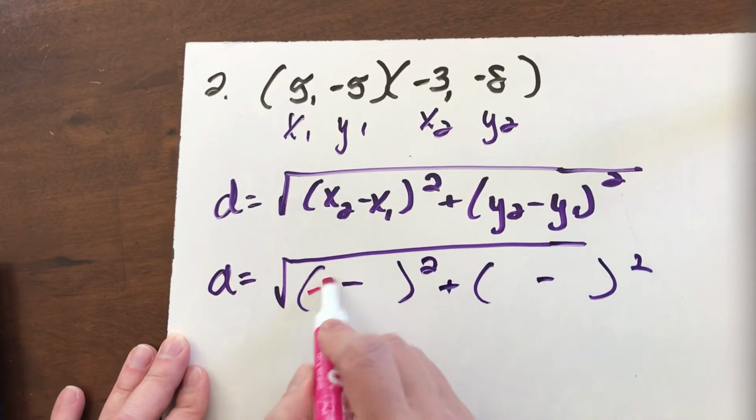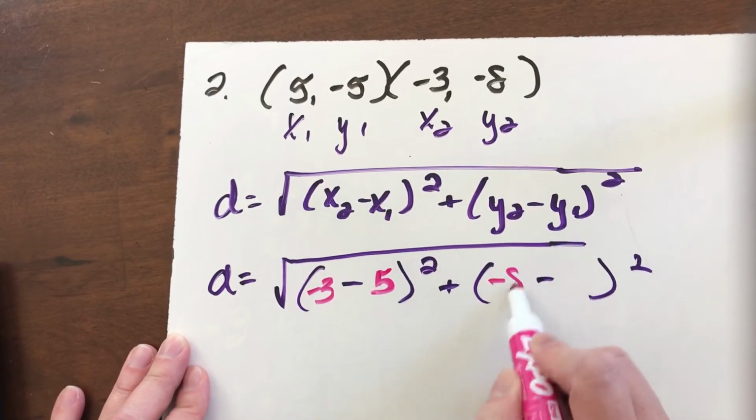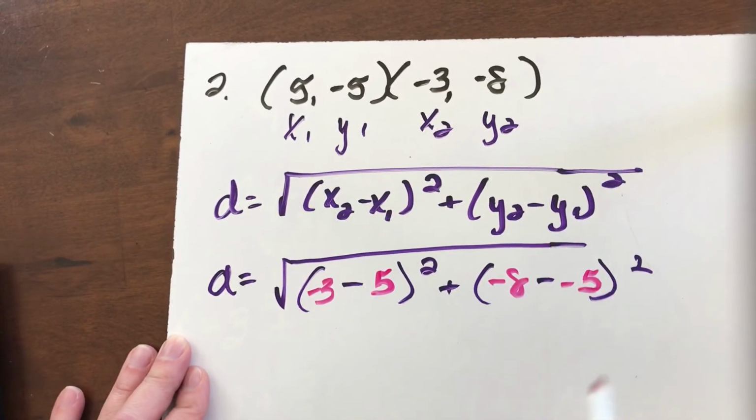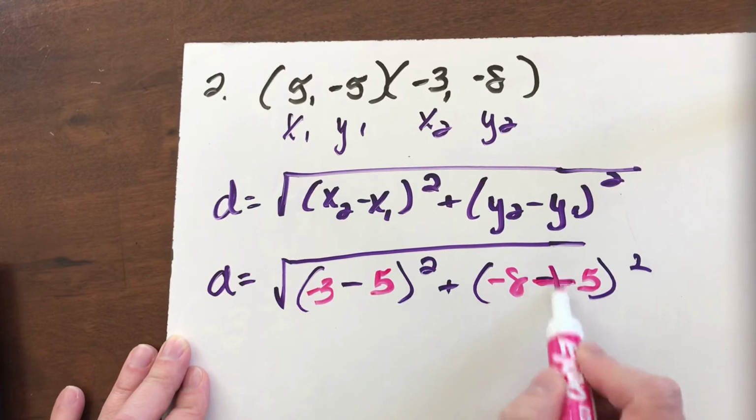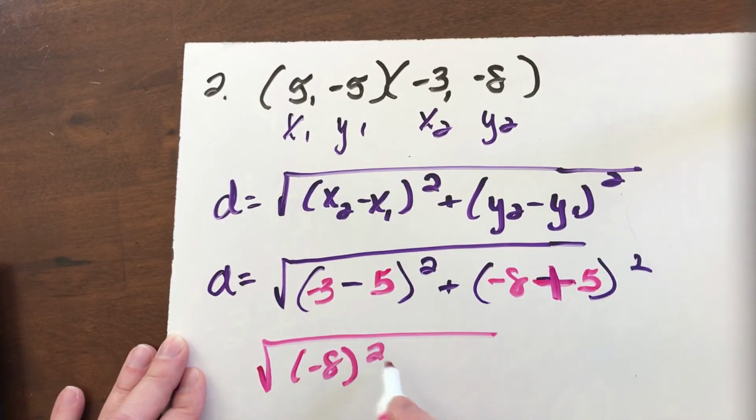X sub 2 is negative 3. X sub 1 is 5. Y sub 2 is negative 8. Y sub 1 is negative 5. All right, right here, double negative, so that's going to be a positive. So we're going to bring this down. I'm going to have negative 8 squared plus a negative 3 squared.